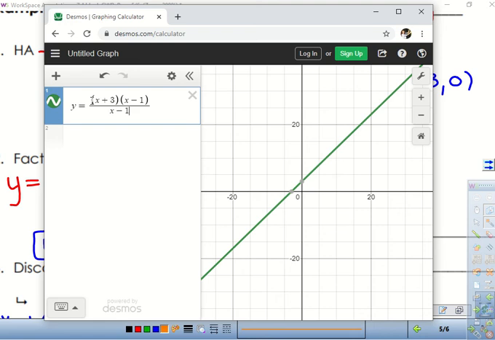And the reason we do this is because it will tell you where your discontinuity is in the table. Now we didn't have any asymptotes or anything, so we didn't have to worry about that. Now, what do you notice about this graph? Does it look familiar to you?